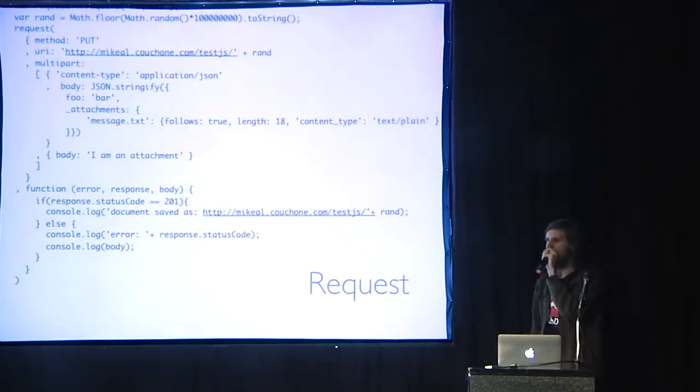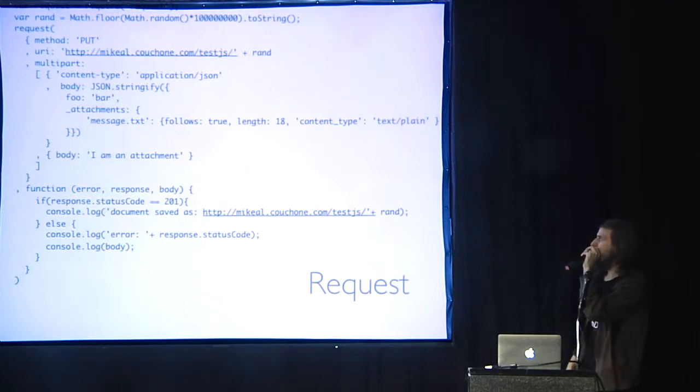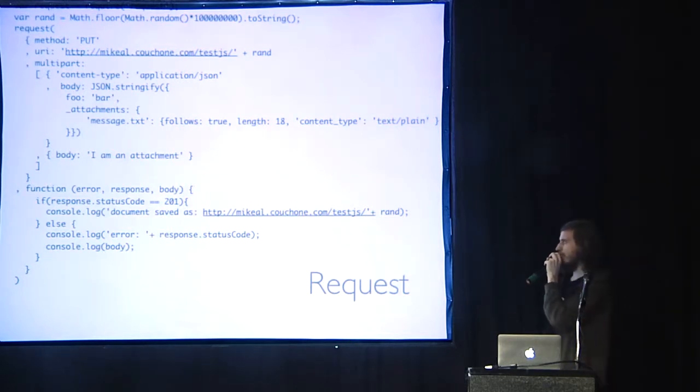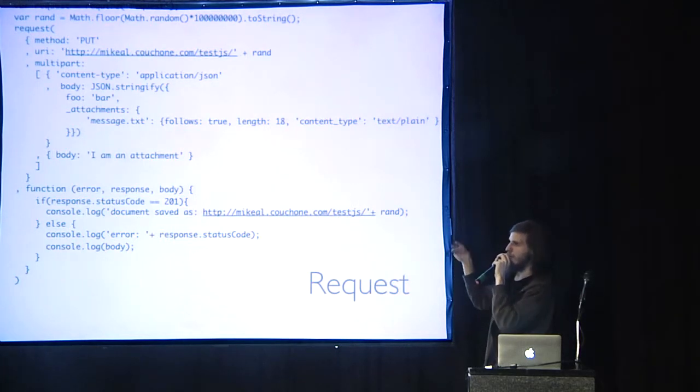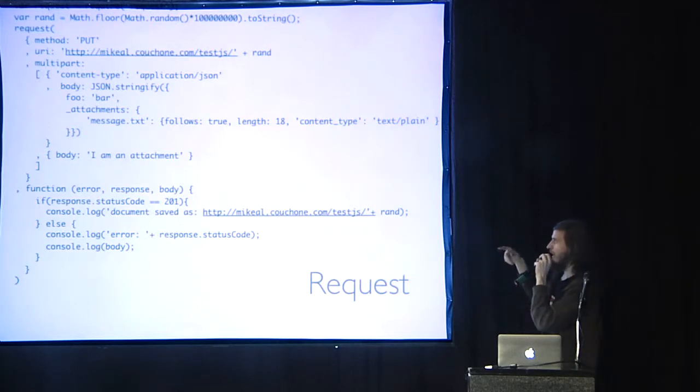Request, this one's by Mikeal Rogers. It's just a really cool utility for doing HTTP requests. You can use the standard Node.js HTTP library, but I like this one because one of the big things it does is it follows redirects. So if you get a 301 or 302, it'll automatically follow that.